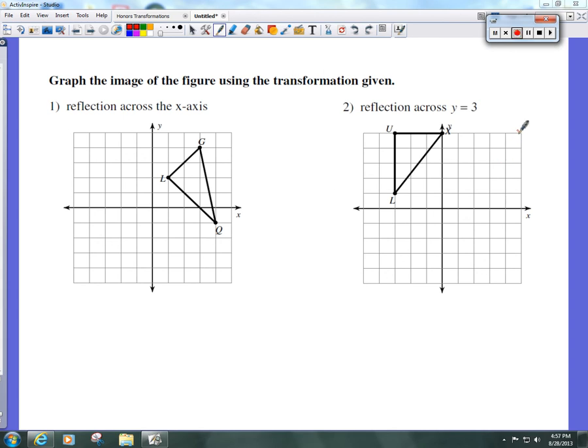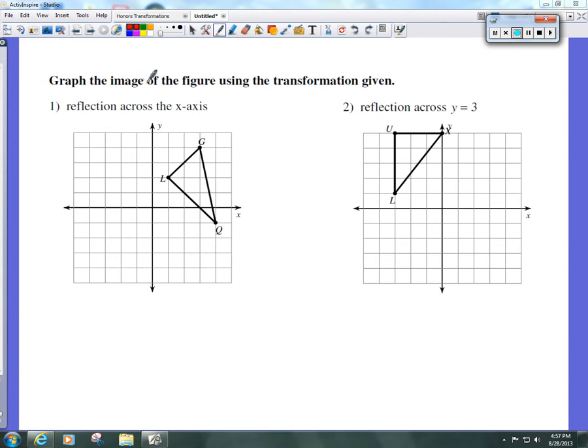In today's lesson I'm going to go over a couple examples we did from class. This is over the transformation section, and all we're going to be working on today is reflections, which is when I take an image and then I flip it across a given line. So let's read the directions here.